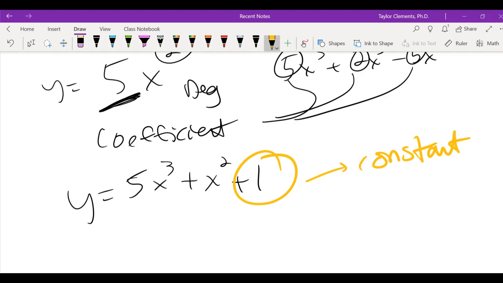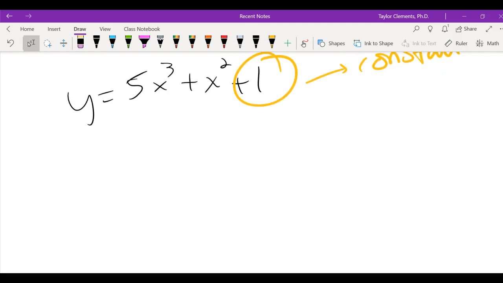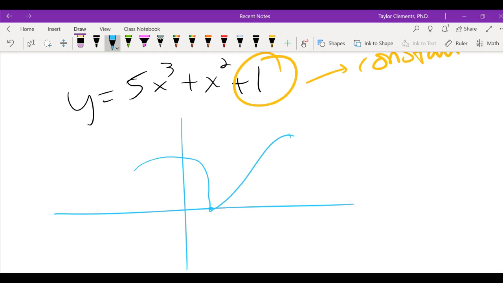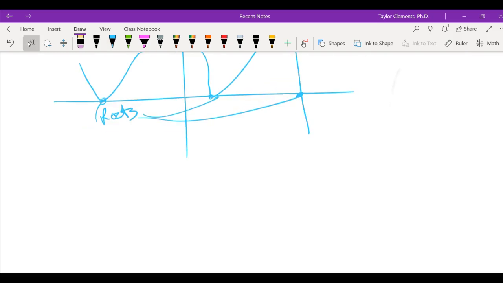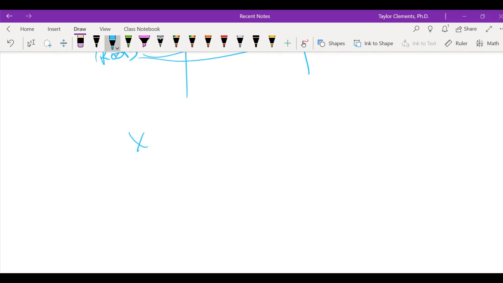Okay, and then a couple other things. Roots. We've seen that before. That's where it crosses the x-axis or bounces. Anytime it goes through or bounces at an x-axis, those are called roots. Okay. Also, just a couple other things we'll see. Quadratics. We know about those. Those are x squared. That's a quadratic.